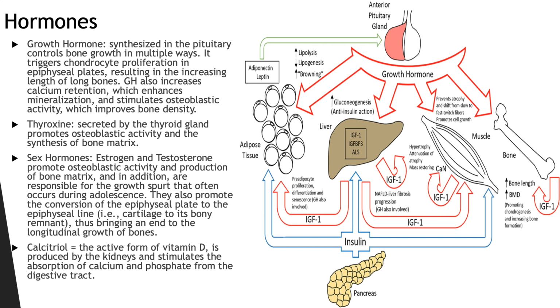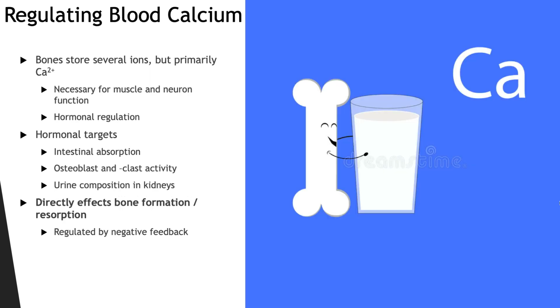Then you have calcitriol, which is the active form of vitamin D, also produced by the kidneys, and it stimulates the absorption of calcium and phosphate from the digestive tract.